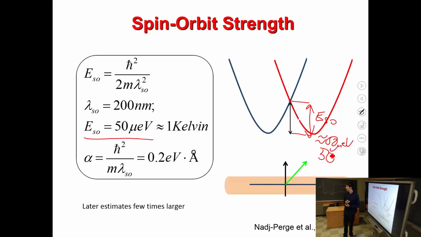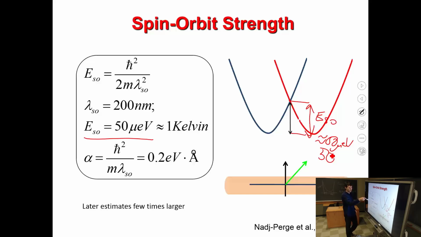Why do I say it's large? Because we can compare it to some other energy scales. For example, we can convert 50 microelectron volts into temperature. That's 1 Kelvin. So if you do an experiment at 10 or even 100 millikelvin, you are way below this energy scale. If you plug in 500 microelectron volts here, that's going to give you almost 10 Kelvin. And 10 Kelvin for these kinds of experiments is a very high temperature, because we work at 10 to 100 millikelvin in these experiments.